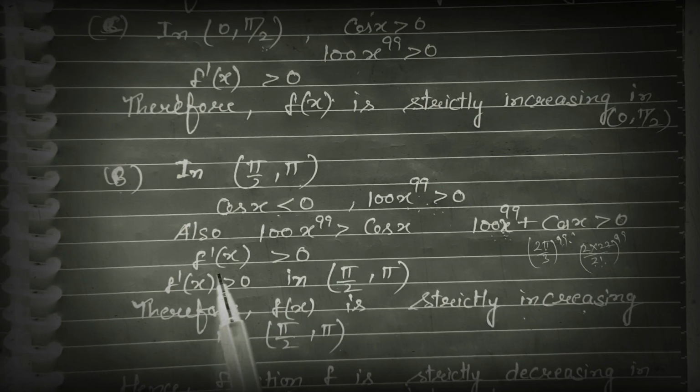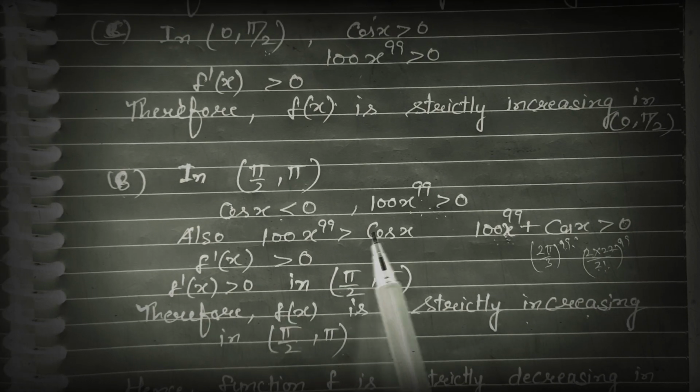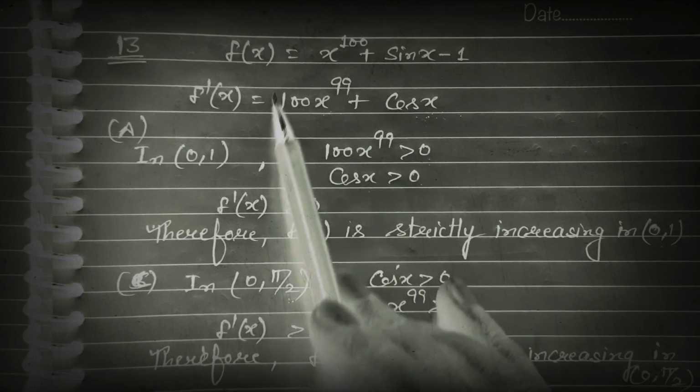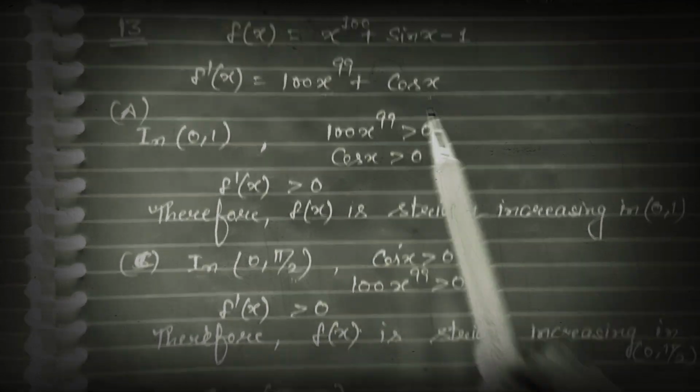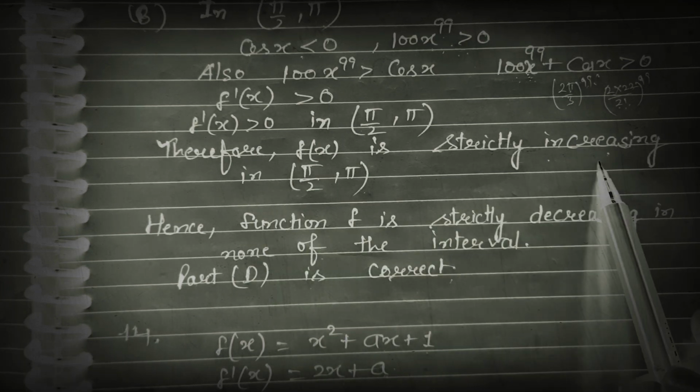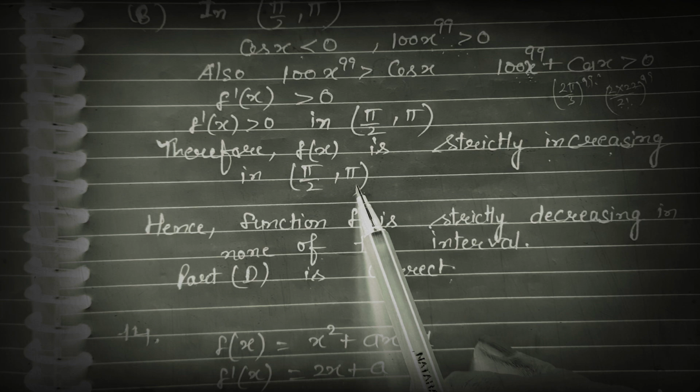Positive. So f dash x, that means this value is positive, this is negative, and this is less than this. So the answer will be positive. So that means f(x) is strictly increasing in pi by 2 to pi.